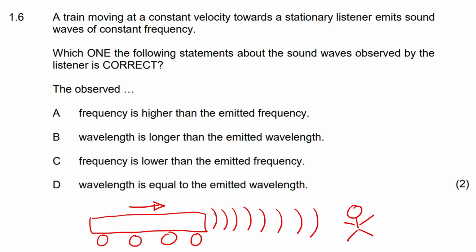Now, what we must remember is that as this train is moving, it's going to compress these sound waves. It's going to cause these sound waves to get closer and closer to each other. It's going to squeeze them together. And so this person is going to hear, or observe, more waves arriving per second compared with what the train actually is releasing. So maybe the train is releasing 50 hertz, whereas the person is hearing 80 hertz, because they are receiving more waves per second, because the train is almost squeezing the waves together. So the frequency is going to be higher than the emitted frequency. So that would be your answer.